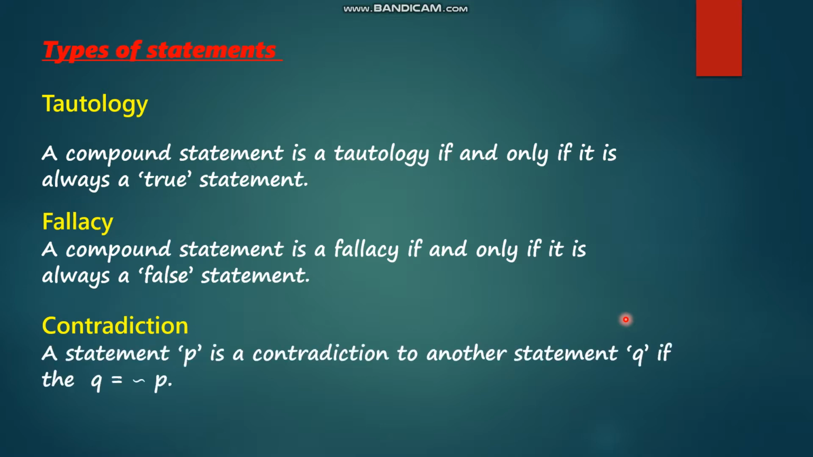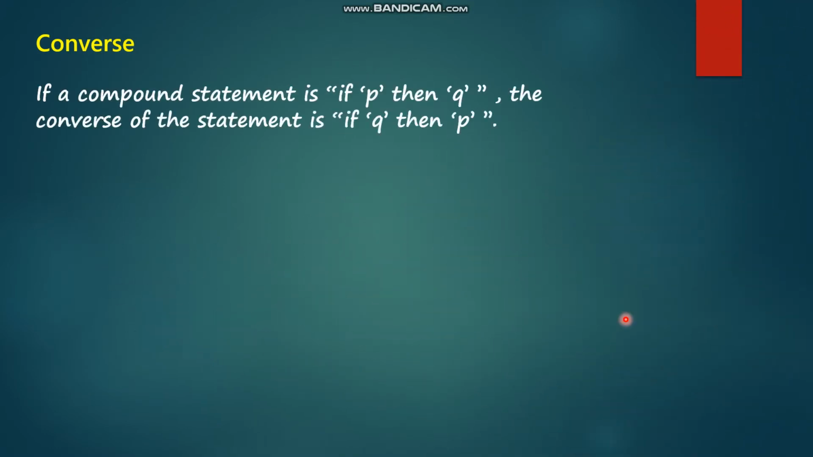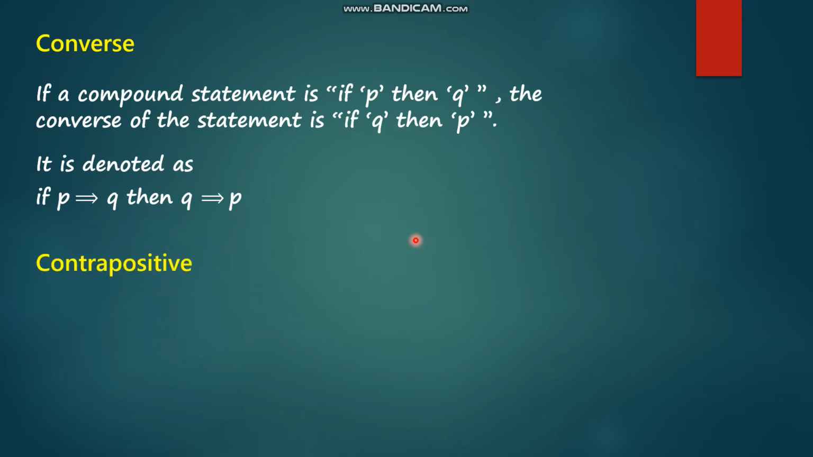Contradiction. A statement P is a contradiction to another statement Q if Q is equal to the negation of P. Next comes converse. If a compound statement is if P then Q, the converse of the statement is if Q then P. It is denoted as if P implies Q, then Q implies P.